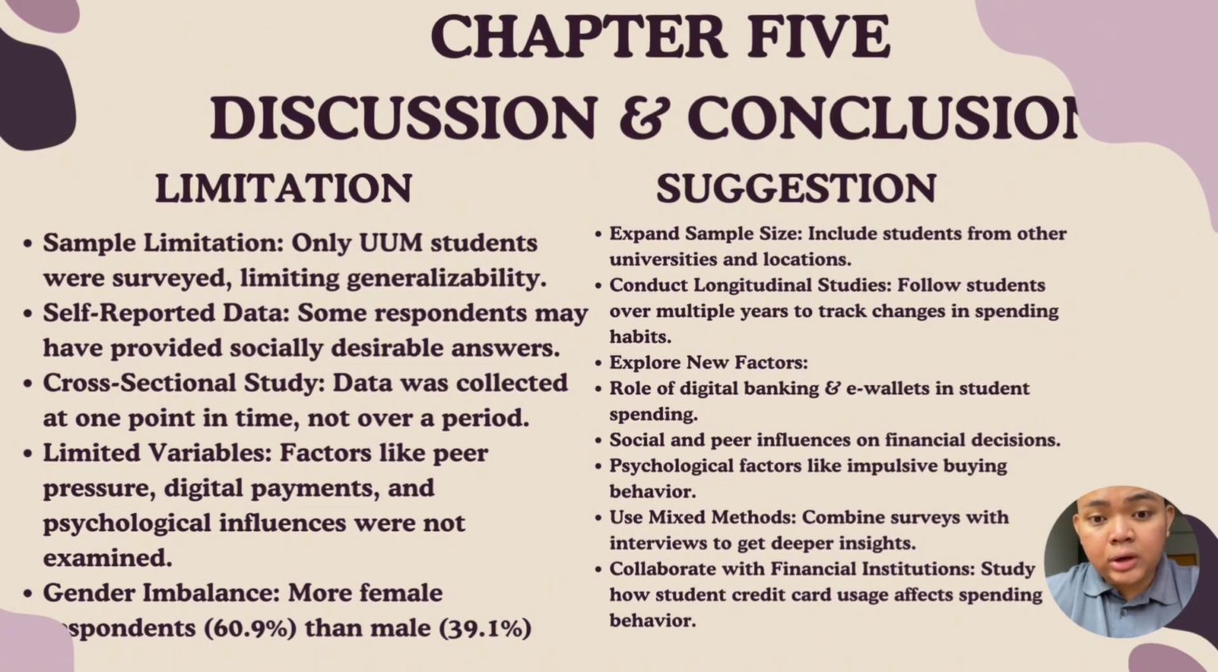The study focused only on UUM students, limiting its generalization. Secondly is data type. Self-report data may contain bias. Thirdly is cross-sectional nature. The study provides a snapshot but cannot establish causality. Factor considered. Only income, price and utility were analysed while other influences like peer pressure or digital trends were not included. Future research suggestion: expand the study to include diverse university setting and culture.